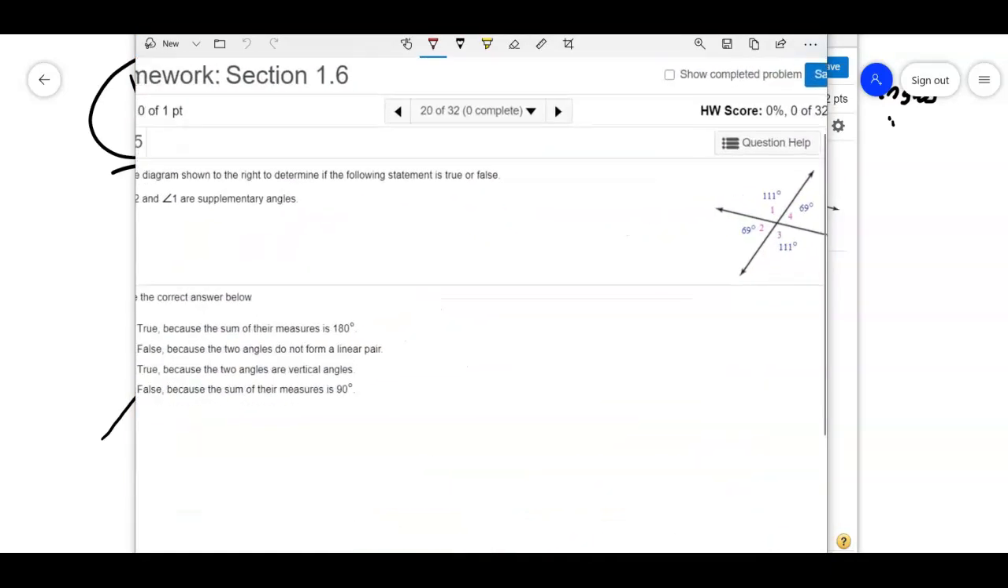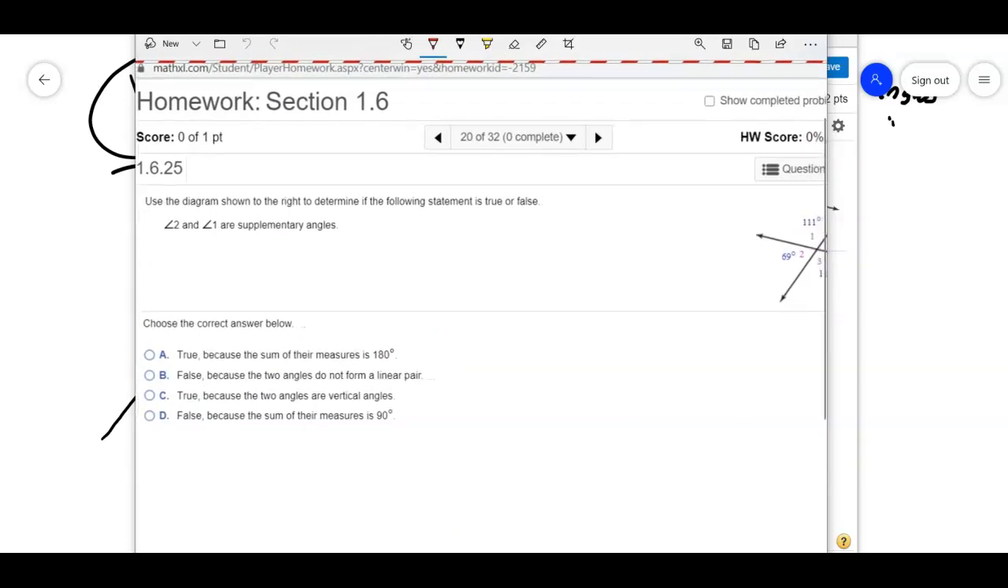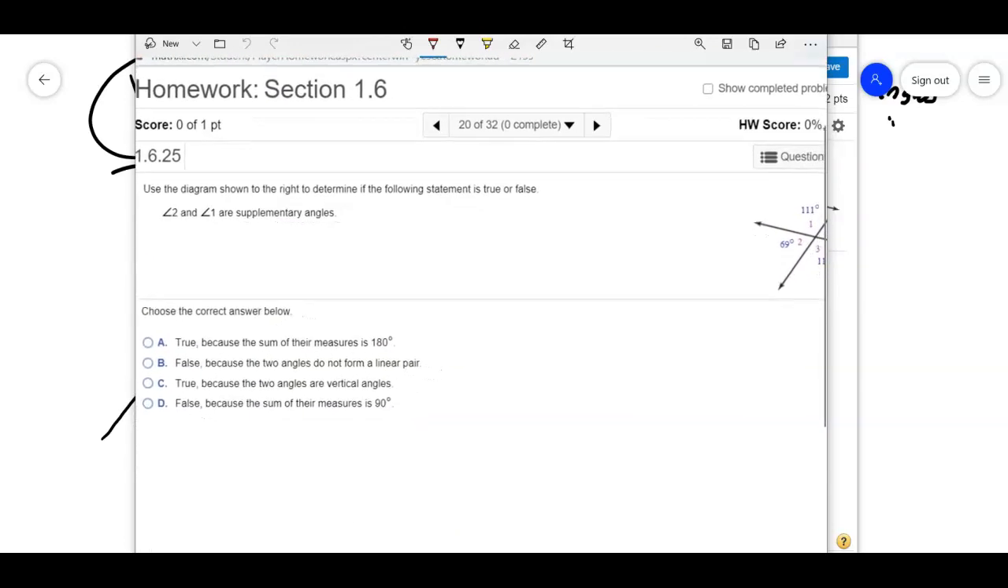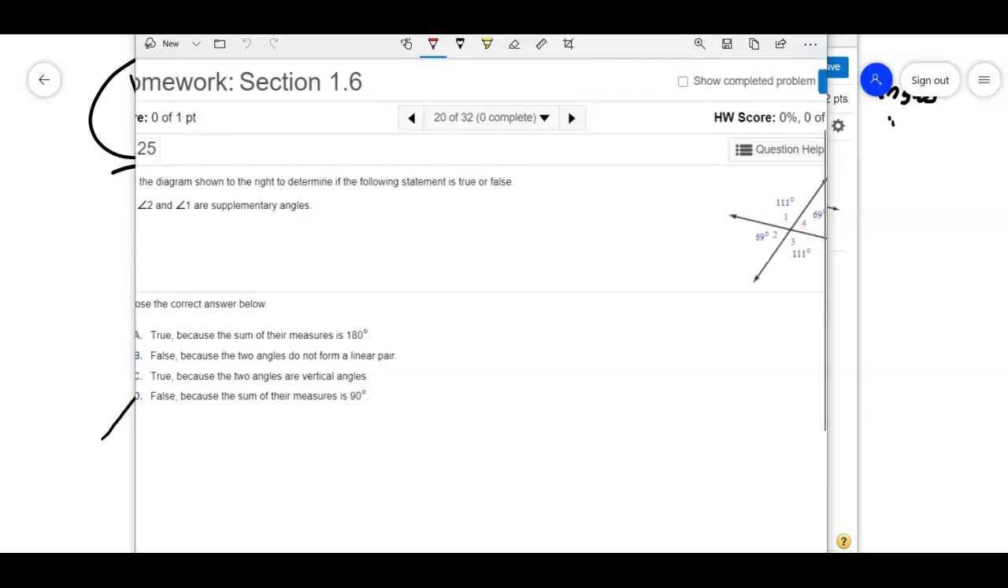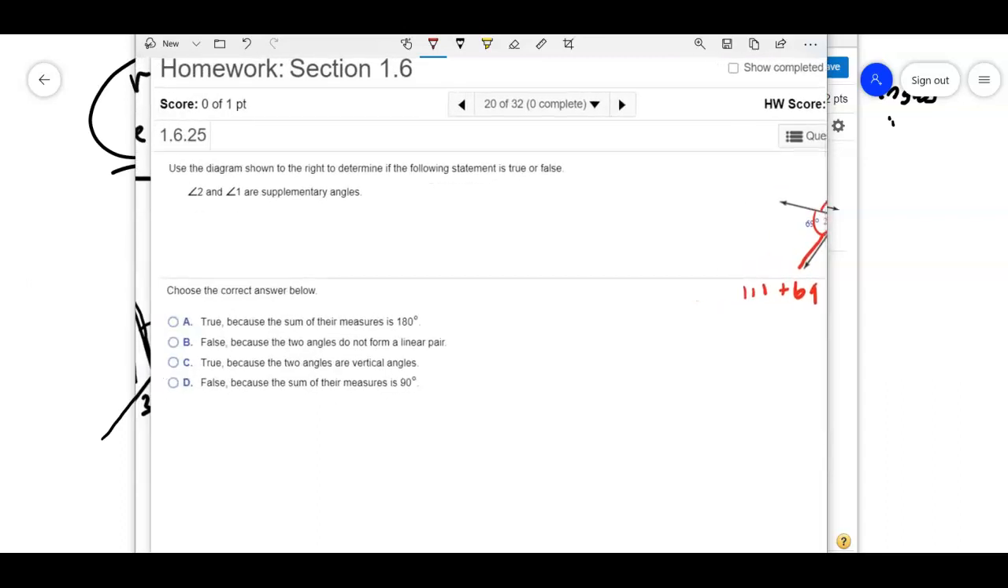So let's see what's going on with this one. This is just kind of a random problem. Use the diagram, determine if the statement is true or false. Angle 2 and angle 1 are supplementary. So 2 and 1, they create this straight line. The other way you could do it is you could just add the numbers. 111 plus 69 is 180. So that one is going to be true. Okay.